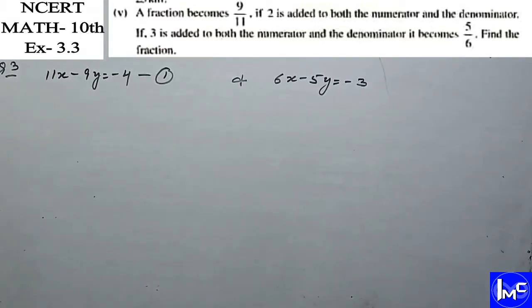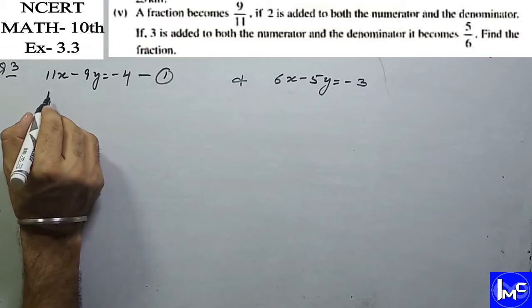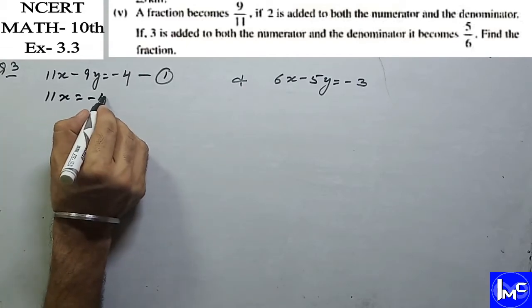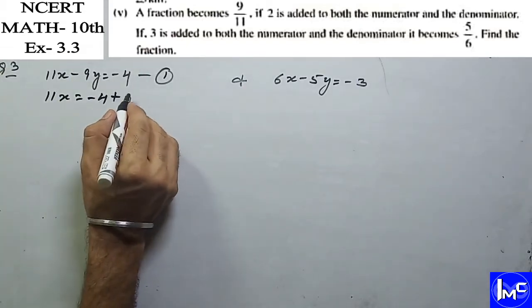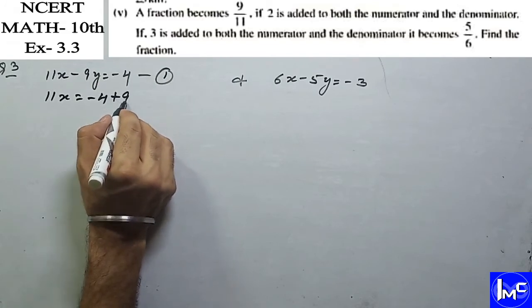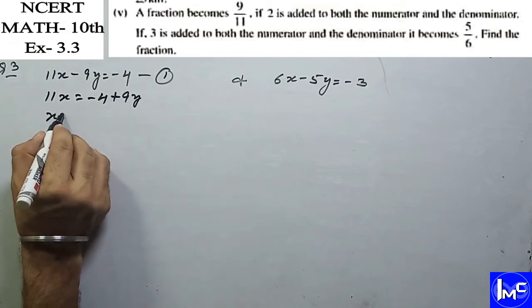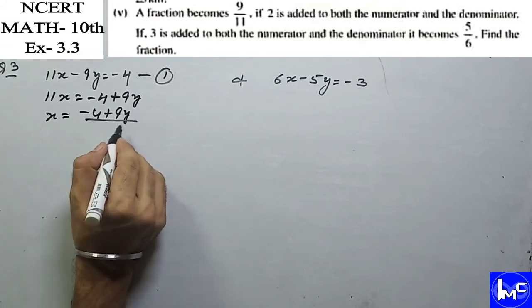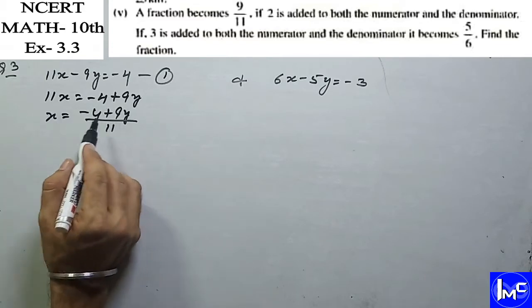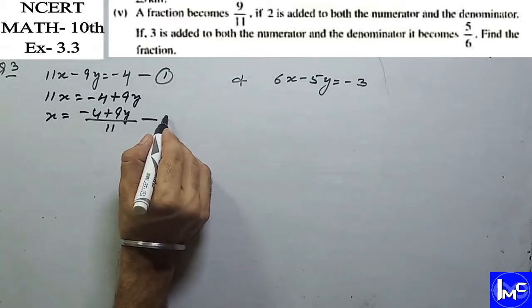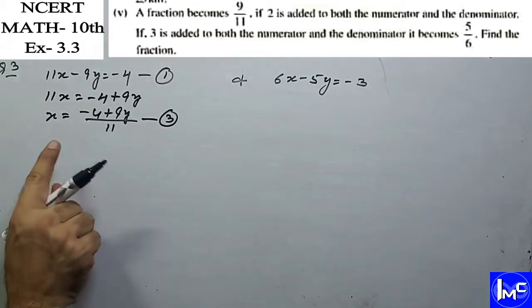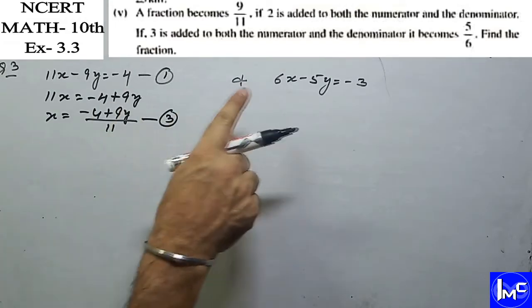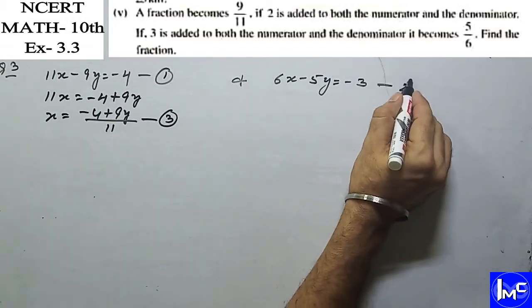Now we will take equation number 1 and we will separate the variables. 11x is equal to minus 4 and 9y will be shifted to the other side. It will become plus 9y, and so x will be minus 4 plus 9y over 11. This 11 is divided on the other side, and so this will be the third equation.